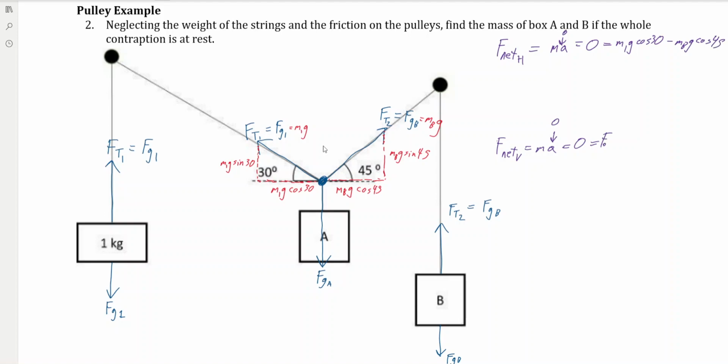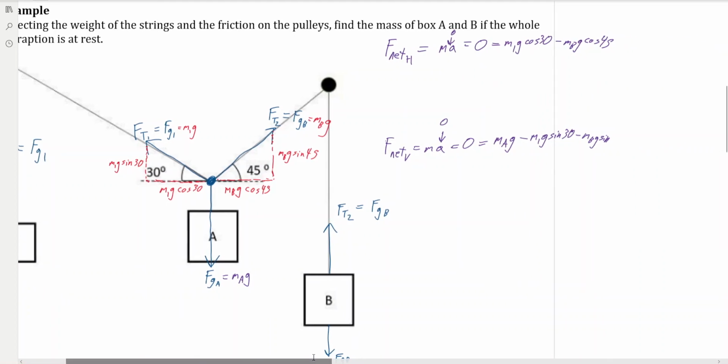In the vertical direction, it's a little bit more complicated. We've got FGA, which I'm going to say could be MAG. So MAG minus M1G sine 30 minus, in the same direction there, MBG sine 45.